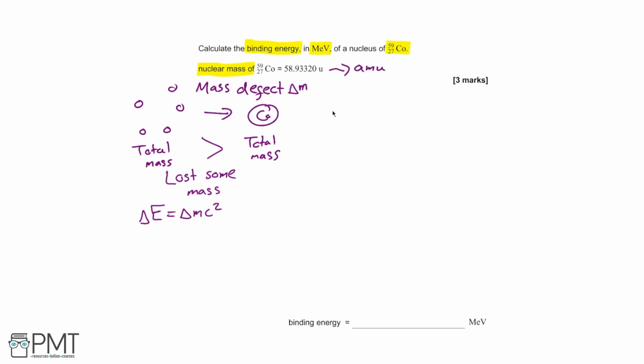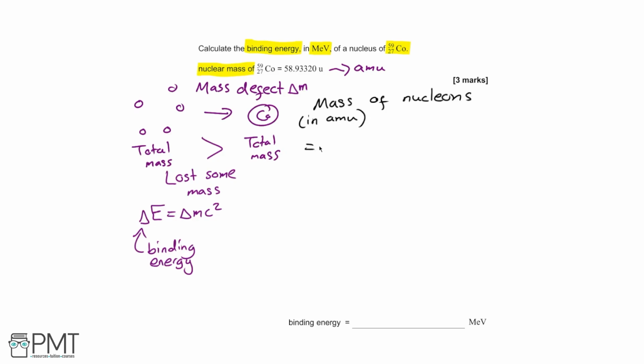So our strategy is going to be to calculate the mass defect and then convert that to an energy, and that will represent the binding energy. So first, we need to calculate the mass of all the nucleons before they form the nucleus. The question has given us the nuclear mass of cobalt in terms of the atomic mass unit. Therefore, to save us converting answers, we should calculate the mass of all the nucleons in terms of the atomic mass unit as well.